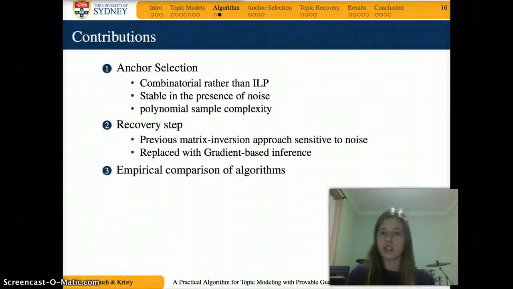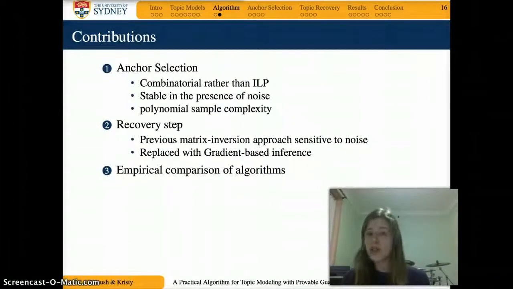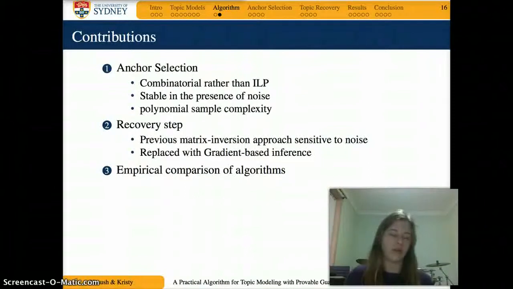So the contributions that the paper makes is it provides a combinatorial method of anchor selection, which is much faster than the previous integer linear programming approach. It shows that it's stable in the presence of noise. That's just because it's combinatorial. And it shows that it's provably polynomial in its complexity. And that's really important because before the algorithms weren't provably polynomial, they might run for ages and we wouldn't know.